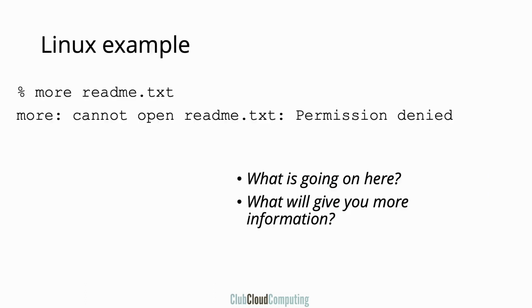Let's get into a different example. On Linux, we're typing more readme and we're getting an error message. Permission denied. Now, that's an observation, right? It's very likely not what we want to see. So we can hypothesize what's going on here. What could possibly be wrong? And we can think about what will give us a little bit more information on that situation, on that observation. I'll get back to this example in a moment.